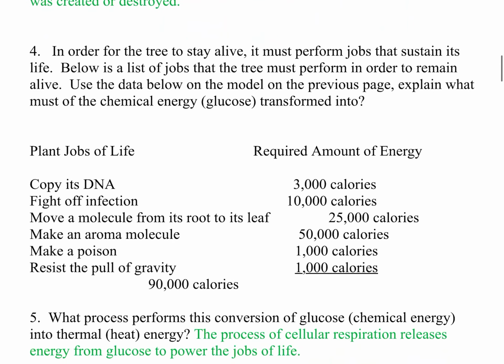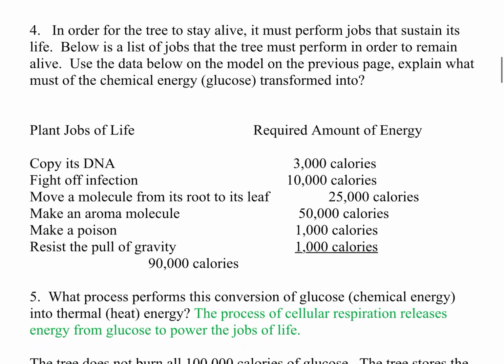So let's look at how these calories are broken down. In order for the tree to stay alive, it must perform jobs that sustain its life. So below is a list of jobs that the tree must perform in order to remain alive. Use the data below and the model on the previous page to explain what most of the chemical energy, glucose, is transformed into.